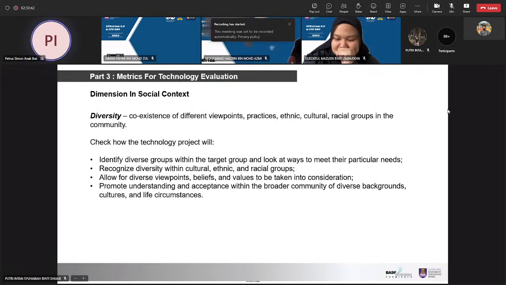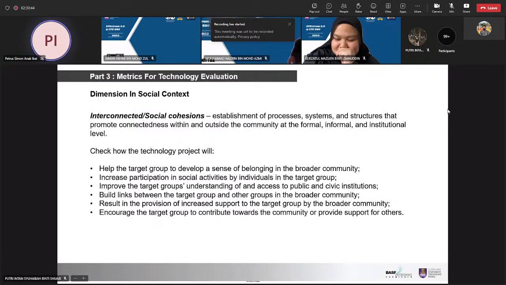Okay, next. Interconnectedness and also social cohesion. This part is basically the establishment of the processes, systems, and structures that promote connectedness within and outside the community at the formal, informal, and also institutional levels. So basically, this is to see how your technology can help the group develop a sense of belonging within broader communities, and how to increase participation, in simpler words. Next.